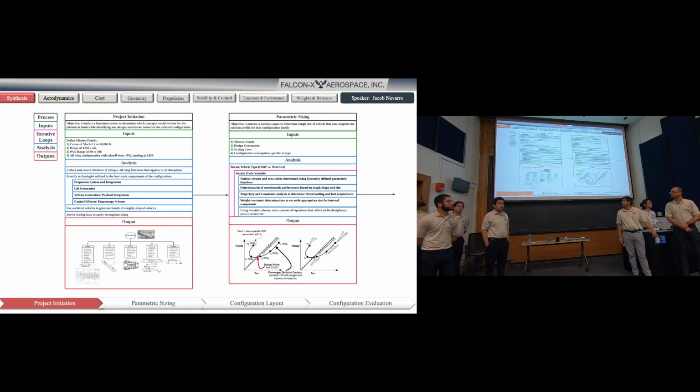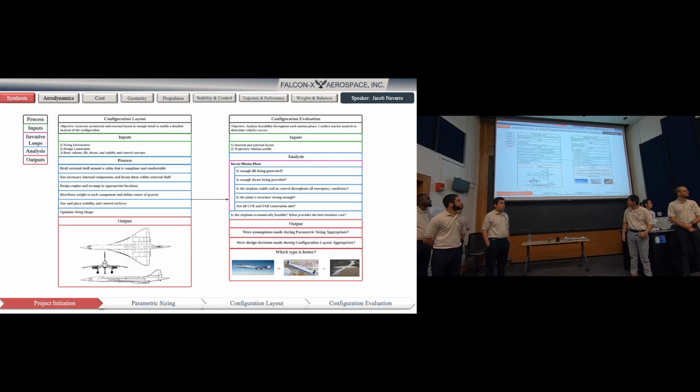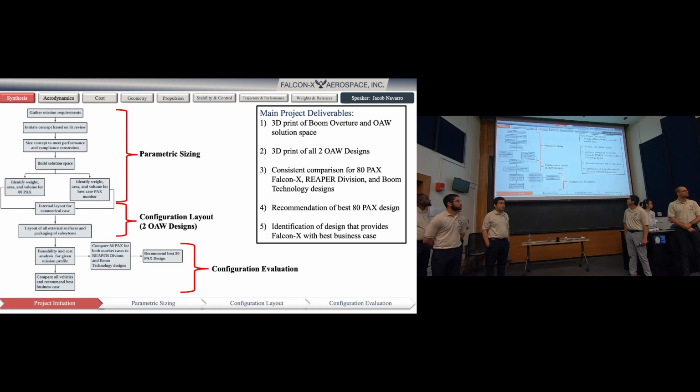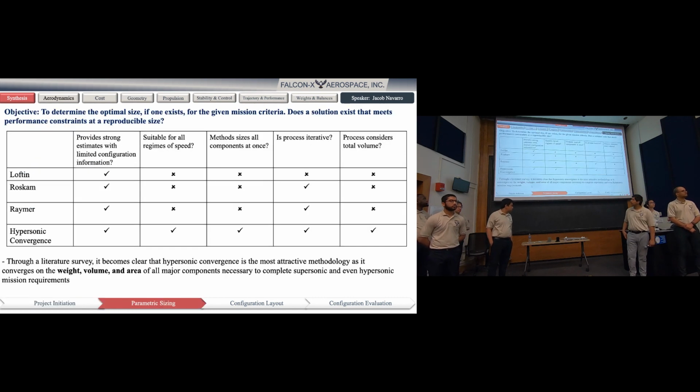This is just a rough overview of the methodology followed. Not going to spend much time here, but just to show it is thought out and organized. And these are some of the deliverables we have to meet. Mainly focusing on, we plan to produce 2 OAW designs, the 80 pax, for comparison of what we identify as the best case passenger count. So when we move from initiation to sizing, our objective is to determine the optimal size, if one exists, for the given mission criteria.